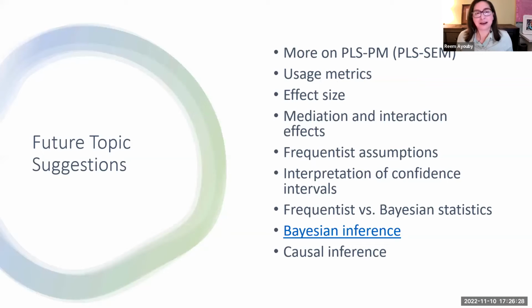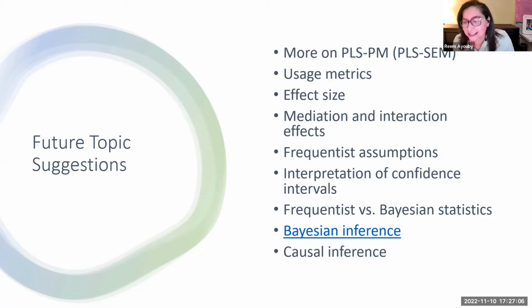And finally, I think my last slide is, what would you like to learn more about? There's PLS path modeling, other usage metrics, how do we come up with them, effect size, what does that mean, and mediation and interaction effects, what are those exactly? And then it's endless, right? There's so much that we can do, and I'm super interested in all of these topics and would love to share.